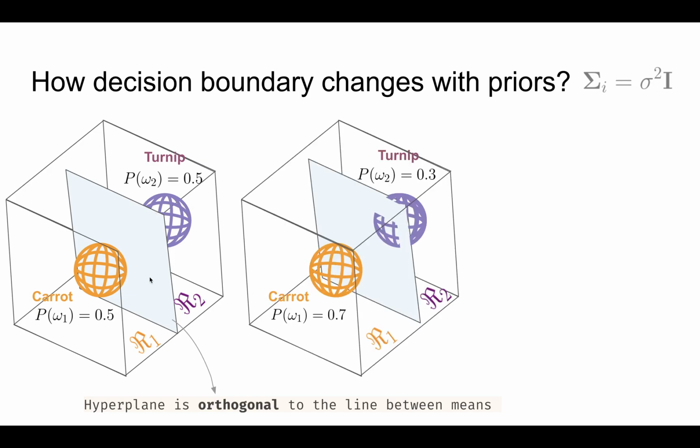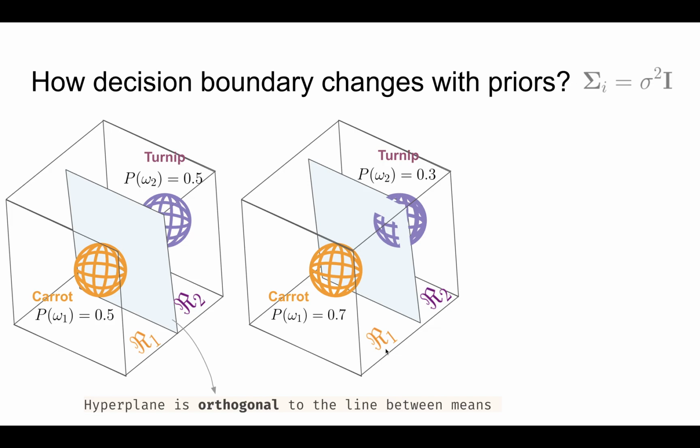And as we increase the value of priors, we start out with the prior of 0.5 for both, then we increase the prior for carrot to 0.7. So the plane moves towards that side, and then we start classifying some turnips as carrots, and if we move further, then we have a whole bunch of turnips misclassified as carrots.